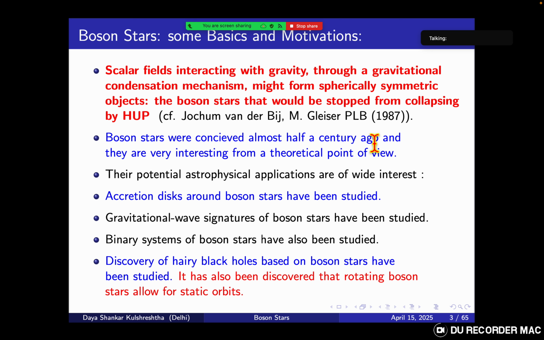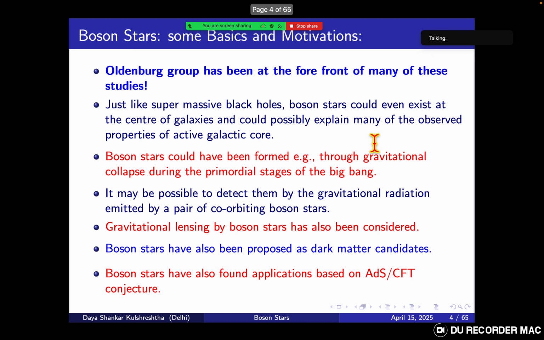Accretion disks around boson stars have been studied. Gravitational wave signatures of boson stars have been studied. Binary systems of boson stars have been studied. Hairy black holes based on boson stars have been discovered. And it has also been discovered that rotating boson stars allow for static orbits. The Oldenburg group, led by none other than Professor Yves Kunz, has been at the forefront of many of these studies. And just like supermassive black holes, boson stars could exist even at the center of galaxies and could possibly explain many of the observed properties of active galactic nuclei.